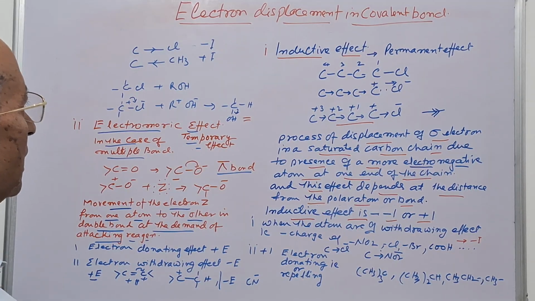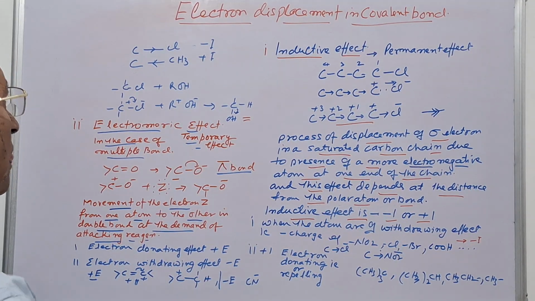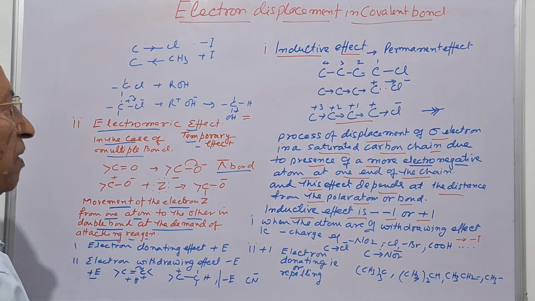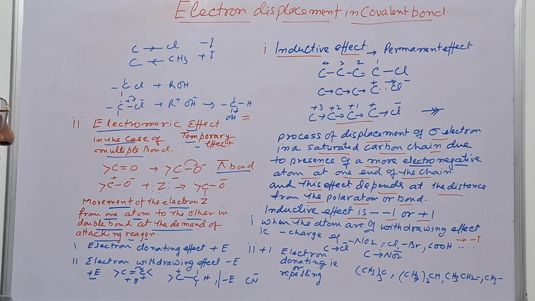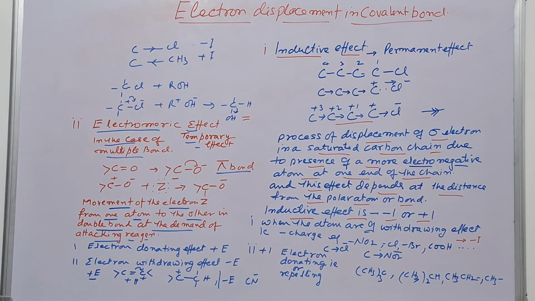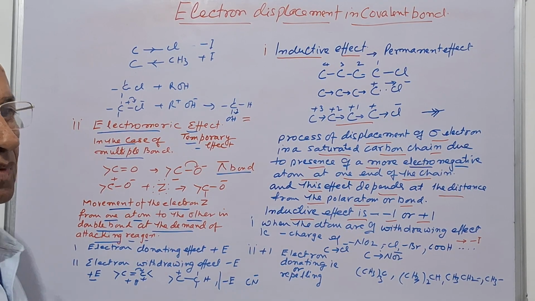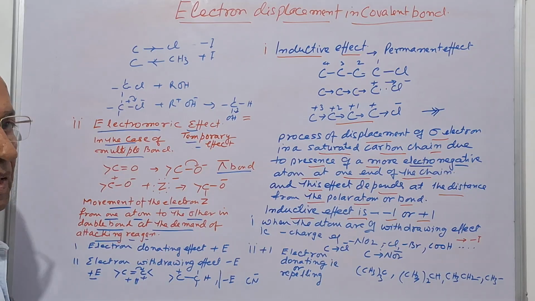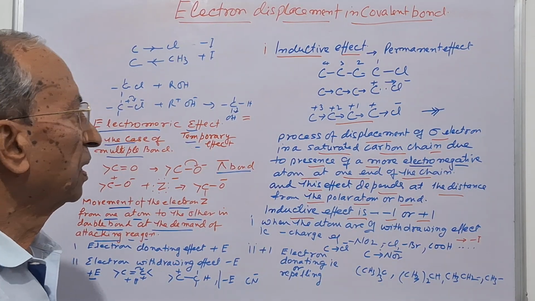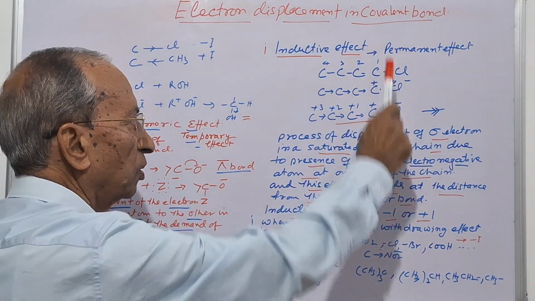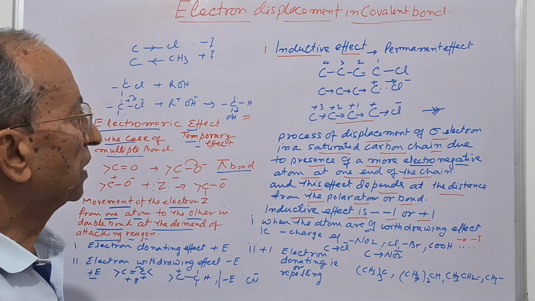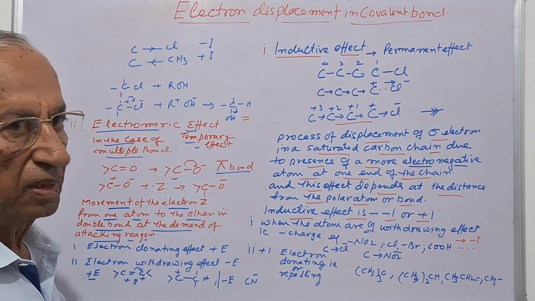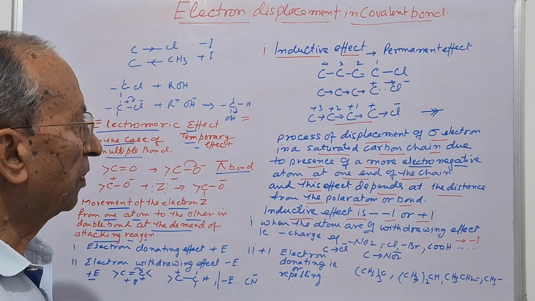Today I will discuss electron displacement in covalent bonds. You see, in organic compounds, a bond is formed between two atoms by sharing of electrons. That is known as a covalent bond. This sharing of electrons may form a single bond, double bond, or triple bond.